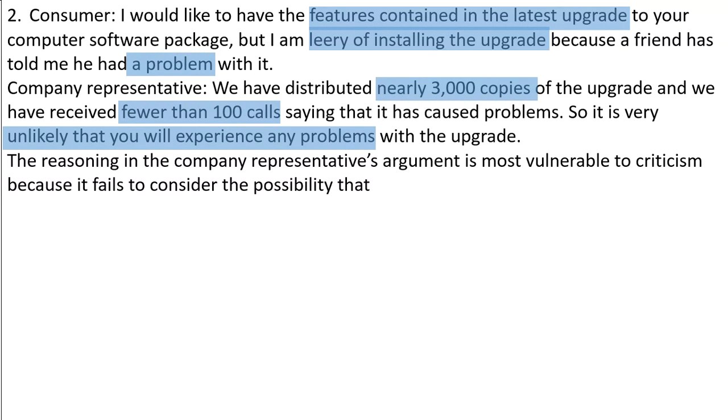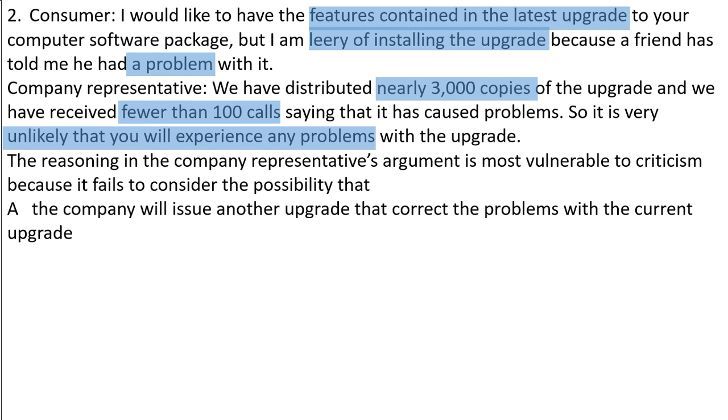Maybe there are a lot of people who faced problems but didn't contact the company representative. That is why the number of calls has been less than 100. Or there might be a lot of people who faced the problem and tried to contact the representative but couldn't reach them. In that case also, the data will say that fewer than 100 calls were received. Similarly, there can be other similar reasons. Now let's check which option says this.